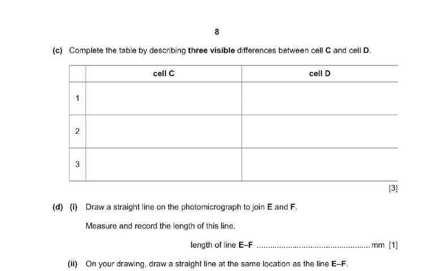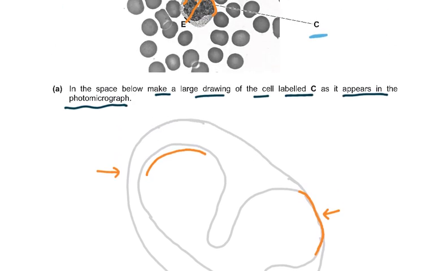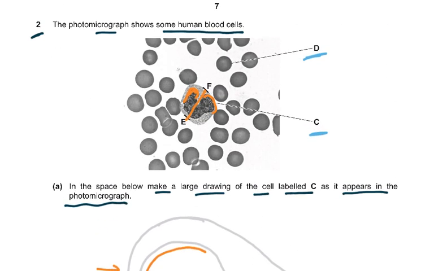Then it says complete the table by describing 3 visible differences between C and D. So you come back to C and D. C is larger and D is smaller. Then C has a nucleus, D has no nucleus. Then C is granular and D is not granular. Then C is not round, not circular, and D is round or circular.